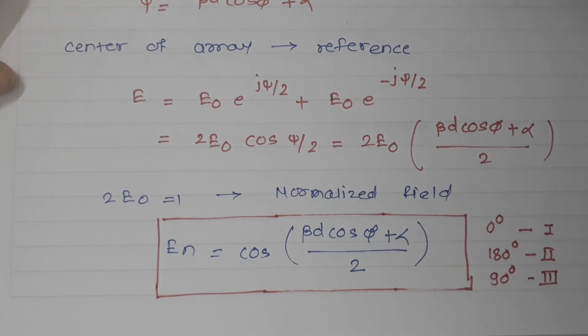Now you can say that this particular equation gives more general expression for two isotropics with any phase difference alpha. So this is nothing but the case 4. Now let us stop here.